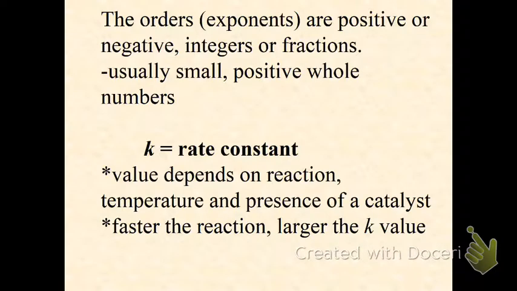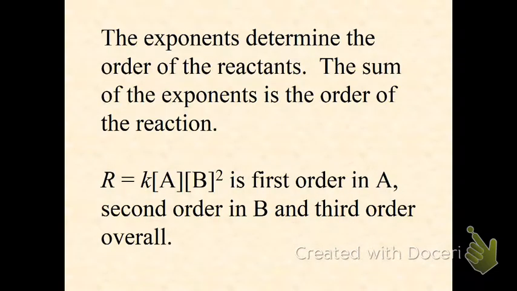Yes? Whenever you said you combine the m and the n, what's that with respect to? Oh, the overall equation. Okay. So like in that example we just did, it would be third order overall. Okay. K is your rate constant. The value depends on the reaction, temperature, pressure, and presence of a catalyst. The faster the reaction, the larger that K value is going to be. Okay. So, the units on K matter, or the rate. Usually it's a separate point on your calculations.